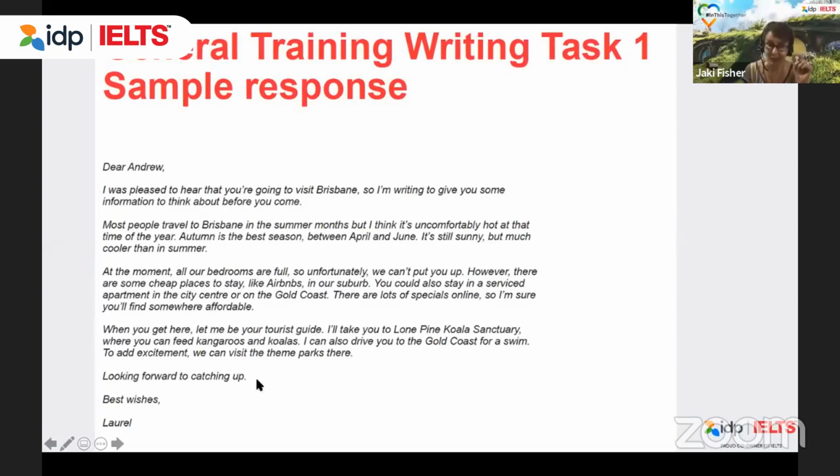Then we have the pointing to the next step. Looking forward to catching up. Now, this is more informal, right? Looking forward to catching up. Sounds like talking. And the sign off and the name. Notice that for each of the three bullets, there's about the same amount of information. So this is a very good one.